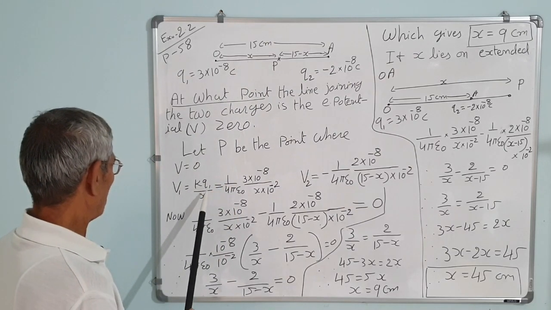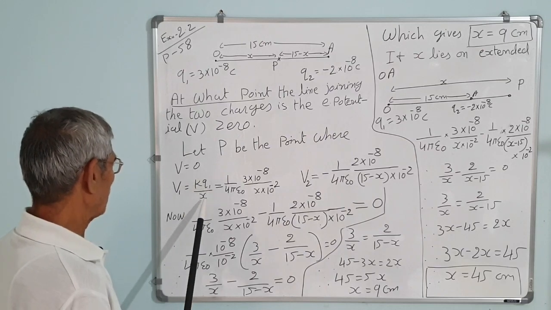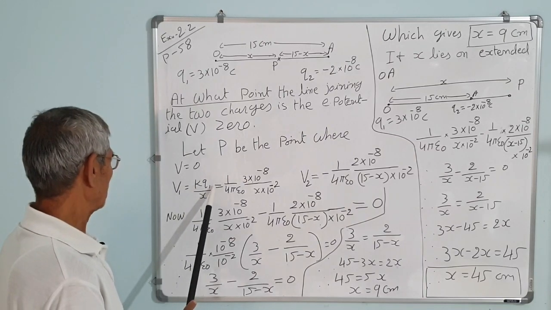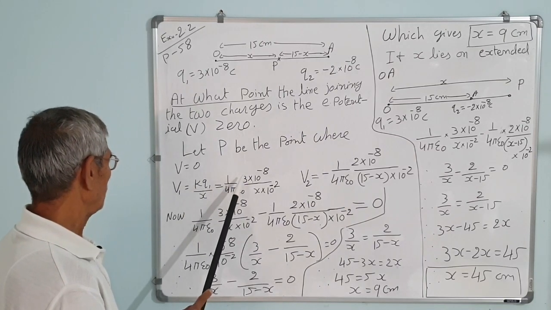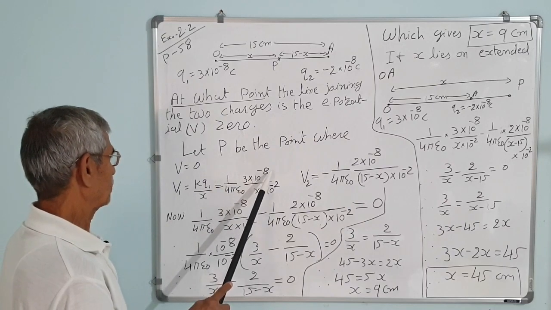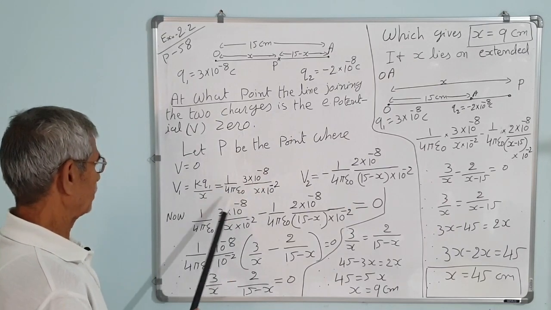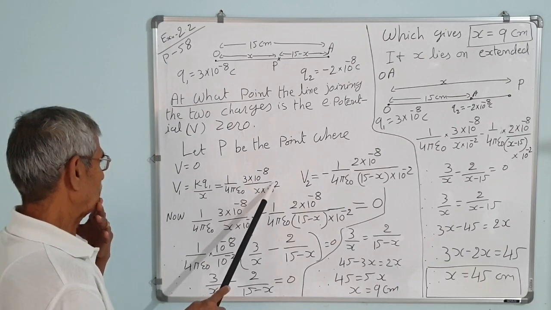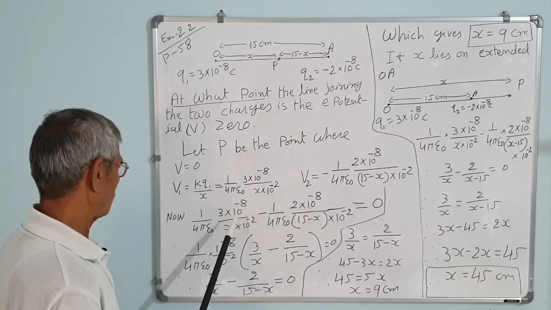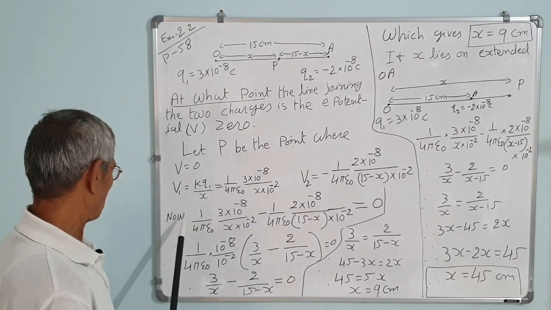That is KQ1 upon X, not X square, make the correction. That is 1 upon 4 pi epsilon 0. Q1 is 3 into 10 raised to minus 8 upon X, X is in centimeter converted to meter, X into 10 raised to minus 2, or you can write only X.